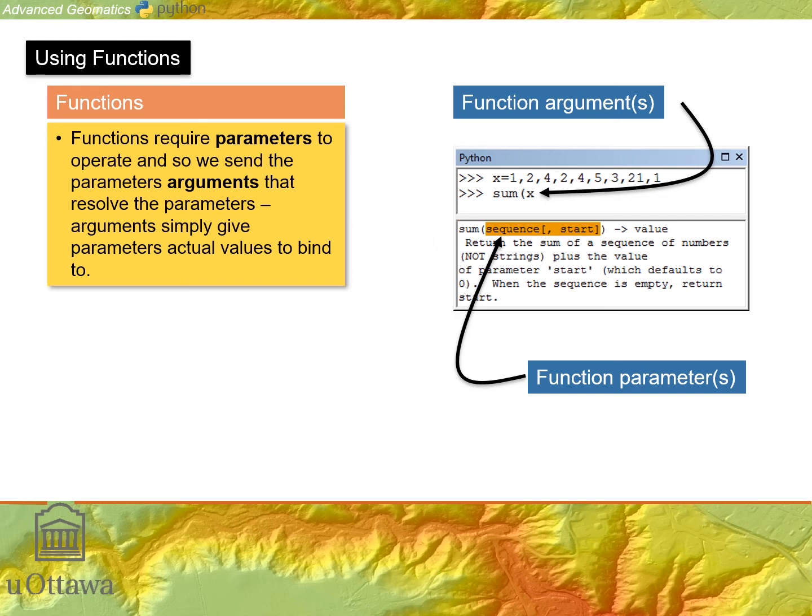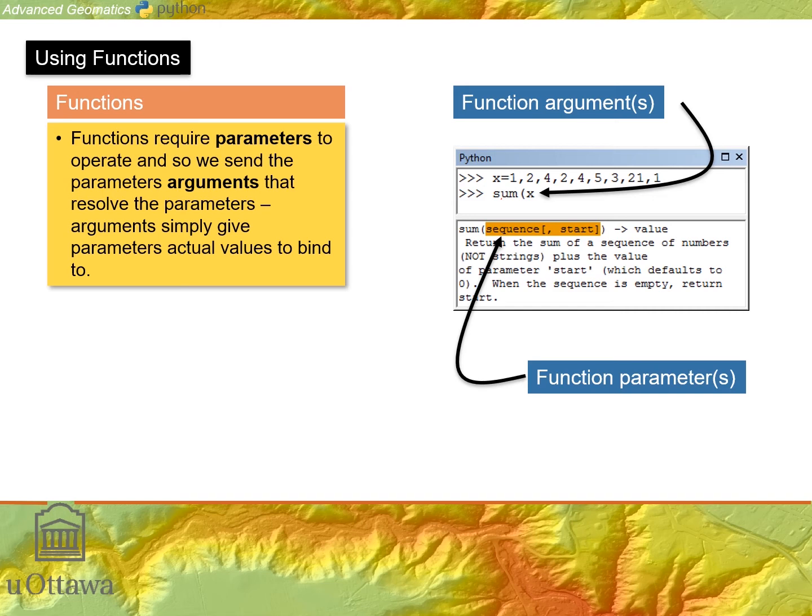And here, the word sequence is the parameter of that function sum. We usually don't look at the parameter itself or even use its name most of the time. We just send an argument to that parameter. So sum of x, where x is this list of values or tuple of values up there. And so it acts on the argument and takes the sum of the values in the argument, returning that sum. And of course, you could save it into a variable if you wanted to. Most of the time, you would be doing so when using functions.